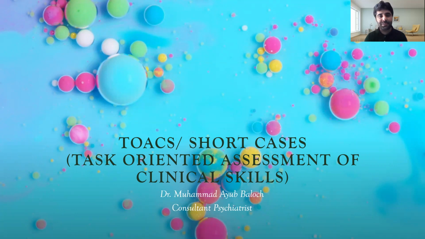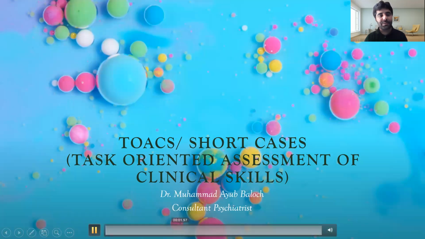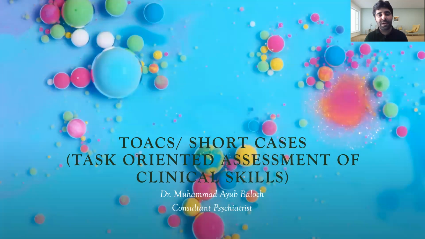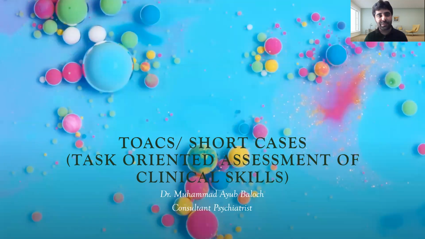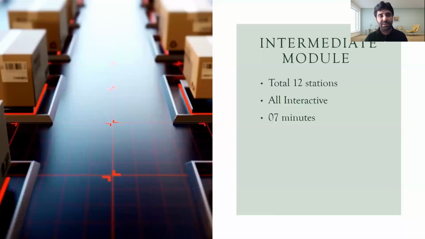Before starting this presentation, I would like to congratulate all candidates who cleared their theory exam and are doing practice for the clinical exam. So we'll briefly discuss the structure of the TOACS exam and intermediate modules. There are 12 stations. All or most of the stations are interactive, where you can perform with the examiner or a simulator, and each station lasts for 7 minutes.